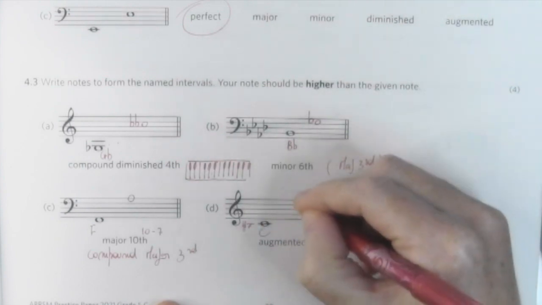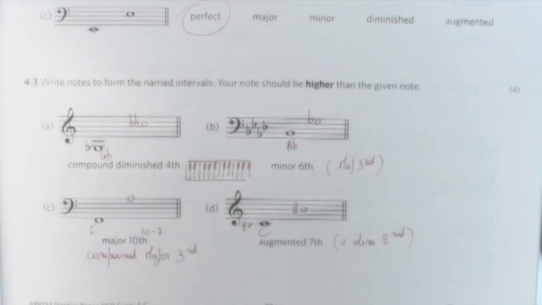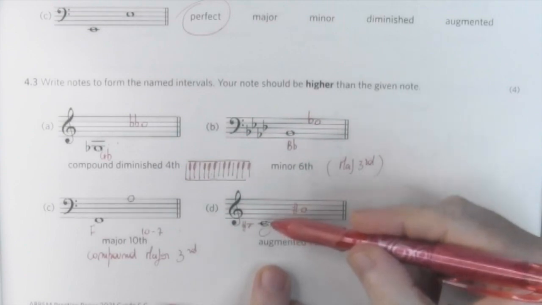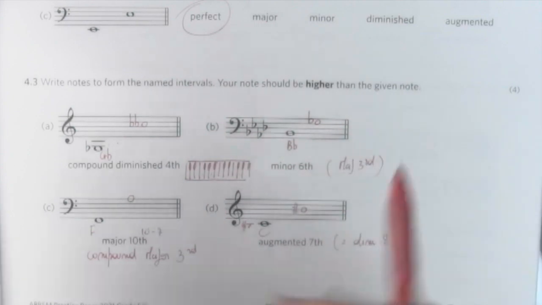If flipped over, it becomes an augmented 7th. By the way, a major 7th is a semitone below. So to make it augmented, you need to raise it up.